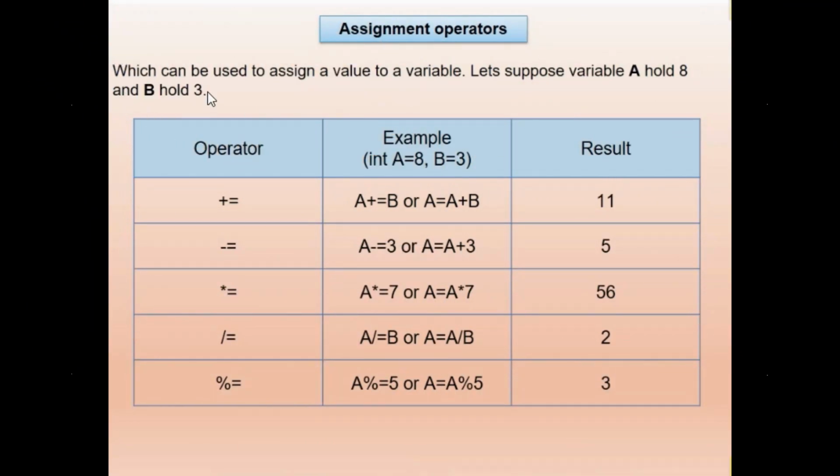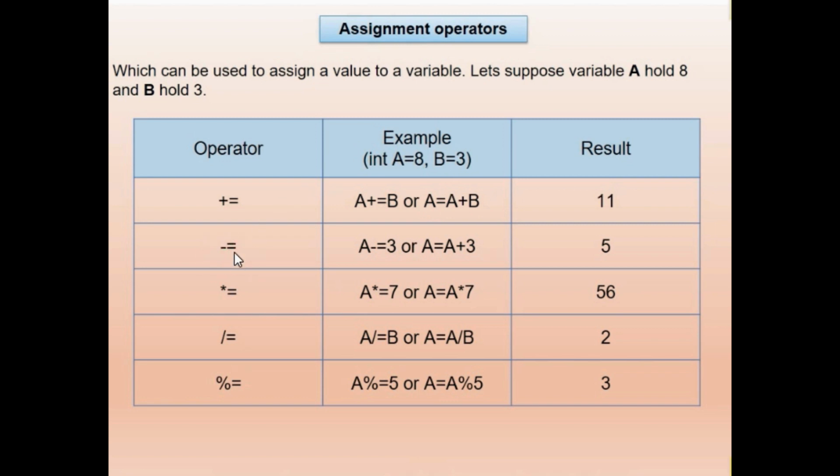Assignment operator. The equals to sign is known as the assignment operator, which can be used to assign a value to a variable. Let's suppose variable A holds a value of 8 and B holds a value of 3. Operator plus equals to: a plus equals b is also represented as a equals a plus b, one and the same thing. Either you can write it this way or this way, giving a result of 11. The value of a plus b is 8 plus 3, which is 11, and the final result will be stored into a.